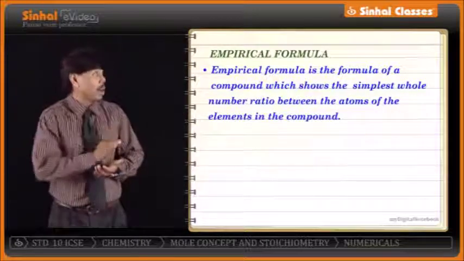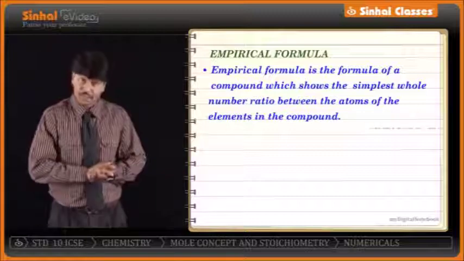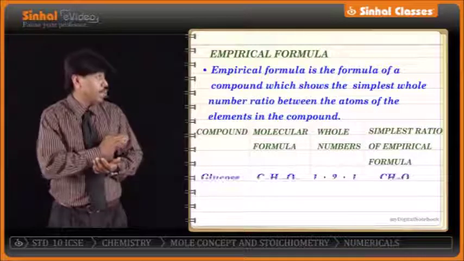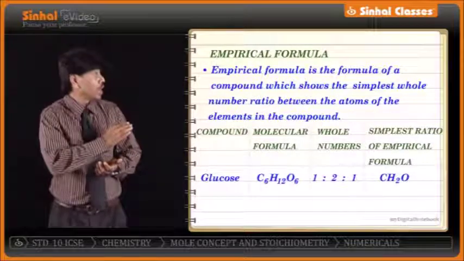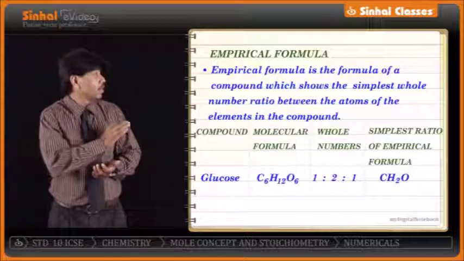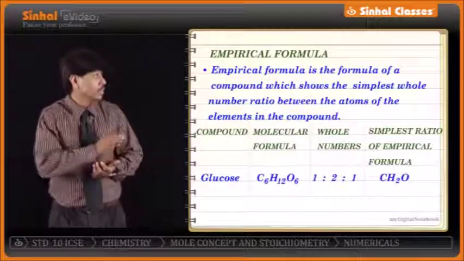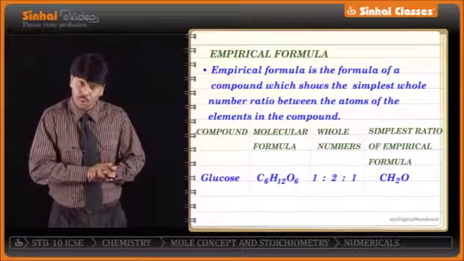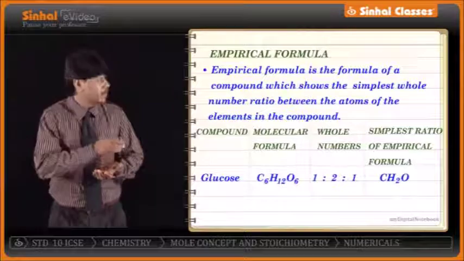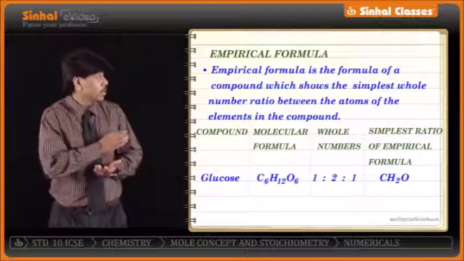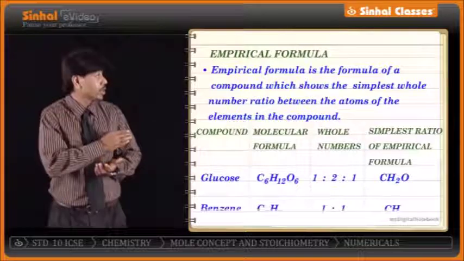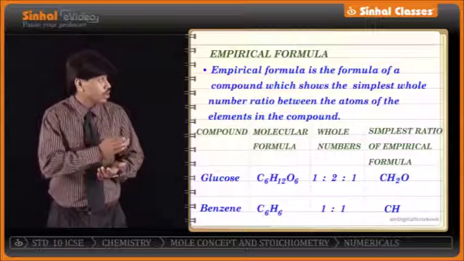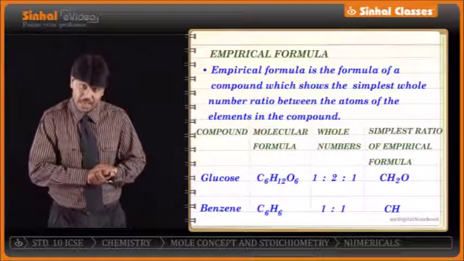elements in their compounds. For example, if I take glucose, the molecular formula for which is C6H12O6, the ratio, that is the whole numbers, 1:2:1. So the simplest ratio or the empirical formula will be CH2O. So glucose will have the empirical formula CH2O. Similarly, if I take benzene, molecular formula is C6H6. Its simplest ratio is 1:1. So its empirical formula will be CH.